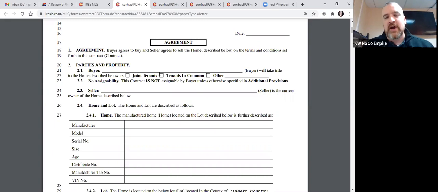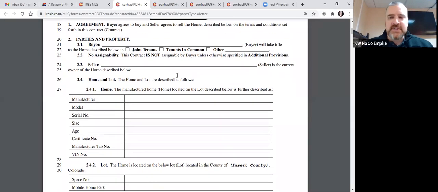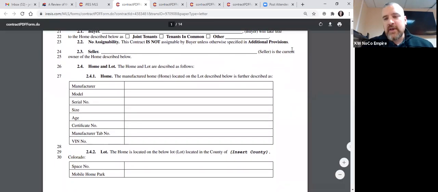Every now and then you'll run across a tenants in common situation. Fairly often you'll run across an individual or an LLC or whatever, and that would be in severalty. Okay. 2.2 is the same. Contract is not assignable unless the buyer and seller agree otherwise. Okay. Seller's names, again, name or names, put them both in the blank there. That's similar. And the seller is the current owner of that Home with a capital H that we are going to define down here. Okay.